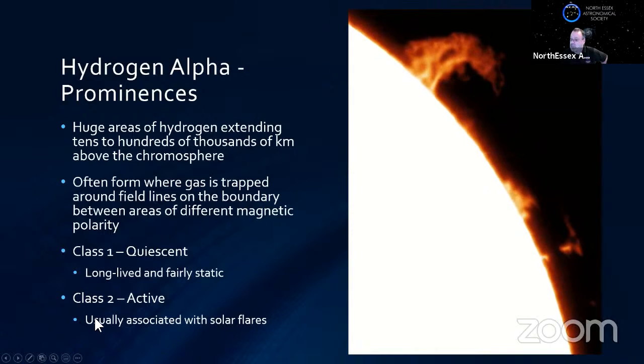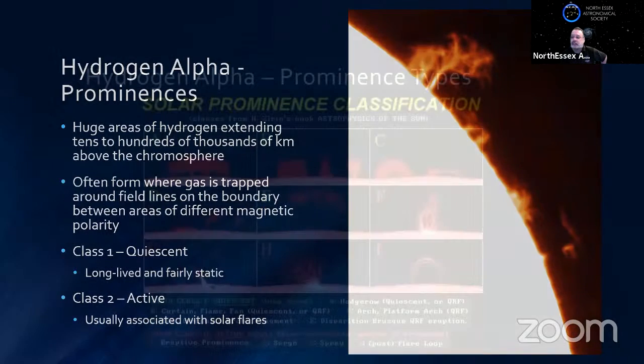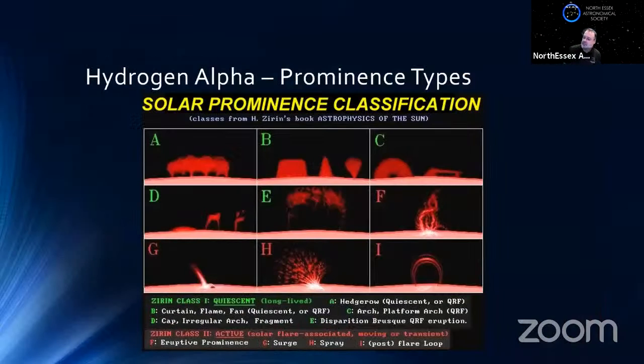And then you have the second type, which is active prominences that are usually associated with solar flares. Now, there's a whole zoo of prominences and ways of classifying them. You'll see all sorts. We've got hedge prominences, various other curtain, flame and fan, and arch type prominences. The interesting sort of prominences that you sometimes see are these disparition brusque prominences, or eruption prominences.